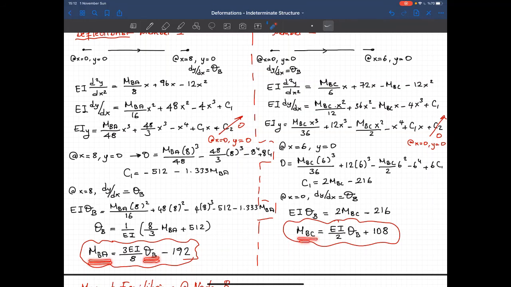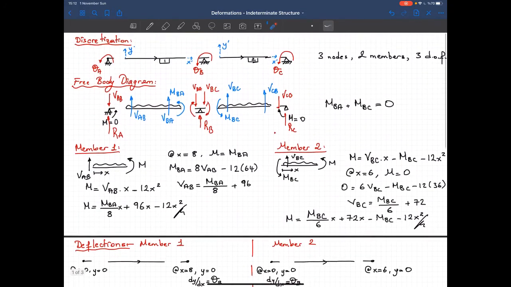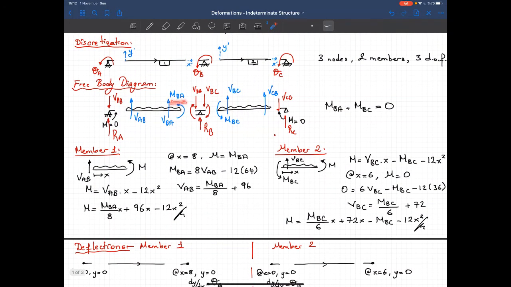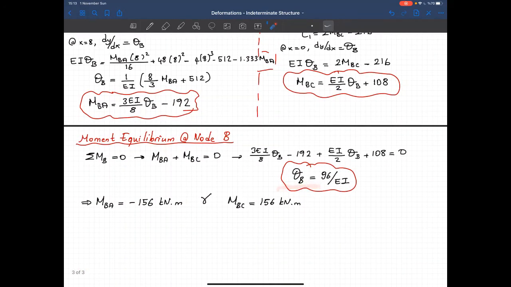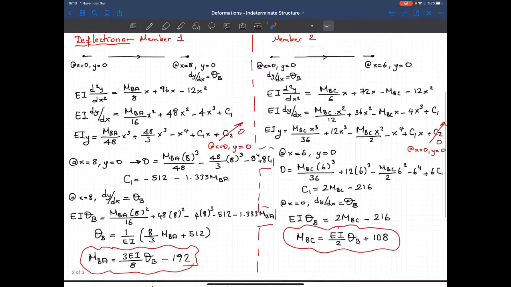I did the same thing for this one, calculated everything for the second member, but at the end of the day, I related the end moment with the end rotation. And since I have a relationship between the end forces and moments, I use the nodal equilibrium to combine these two moments, and this nodal equilibrium equation gave me the unknown rotation.